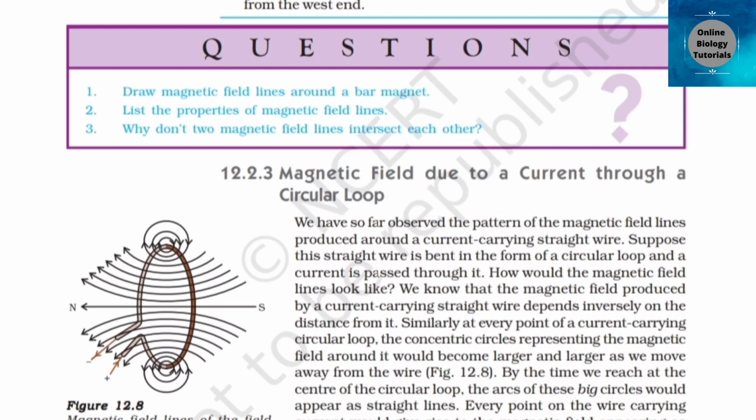Questions. 1. Draw magnetic field lines around a bar magnet. 2. List the properties of magnetic field lines. 3. Why don't two magnetic field lines intersect each other?